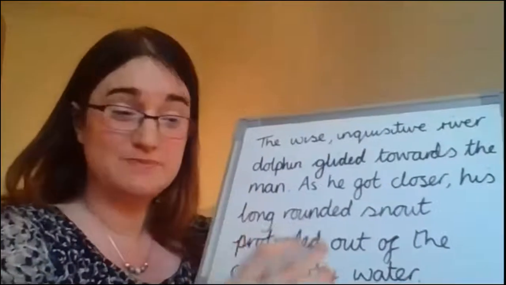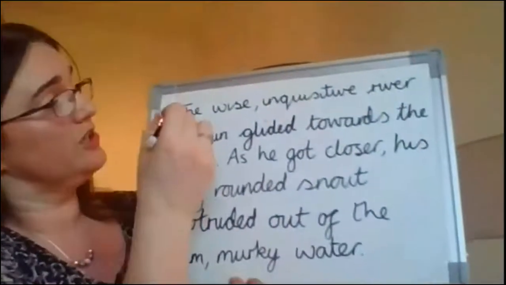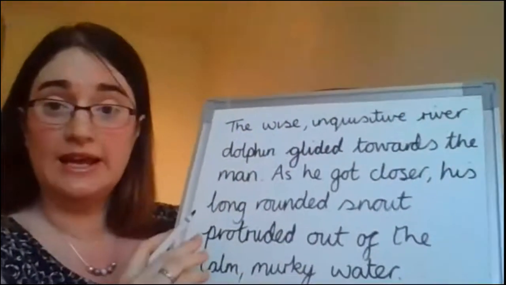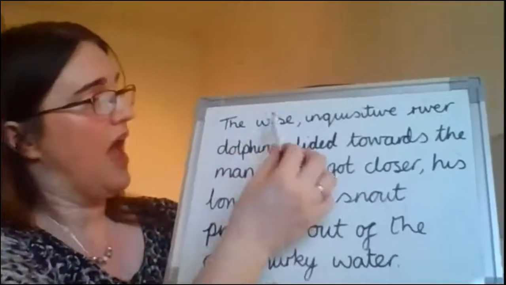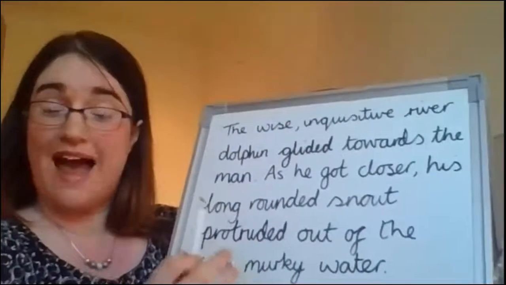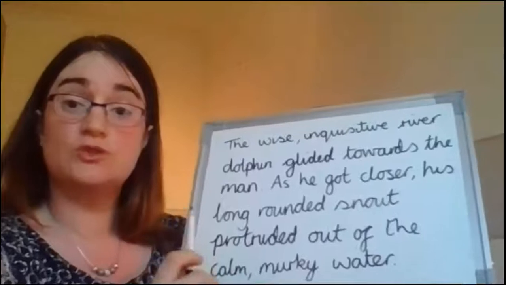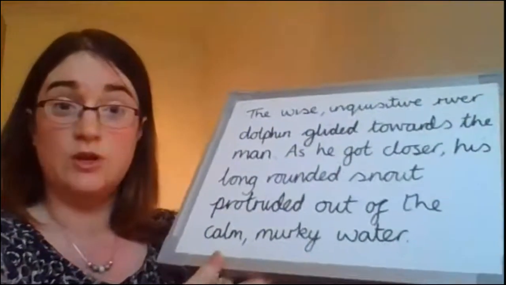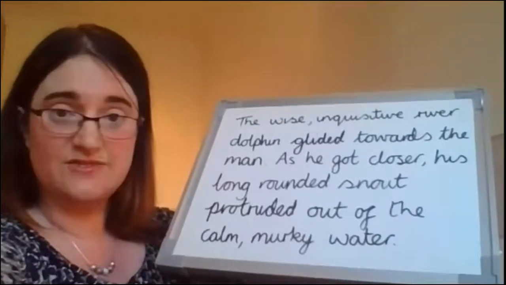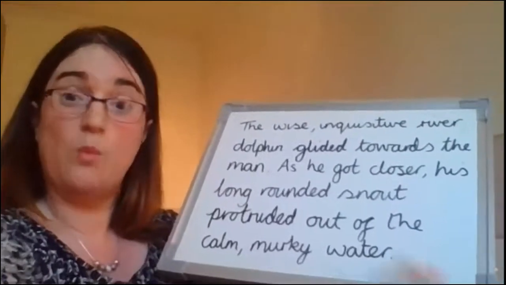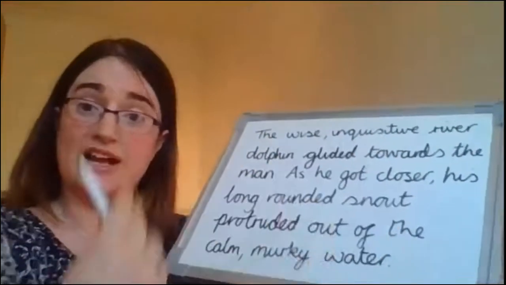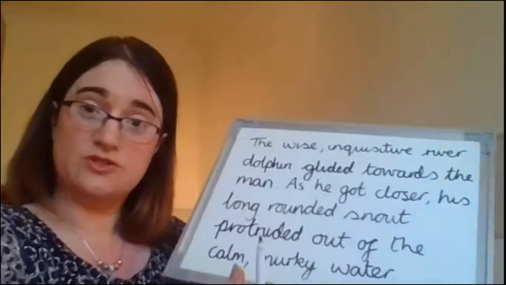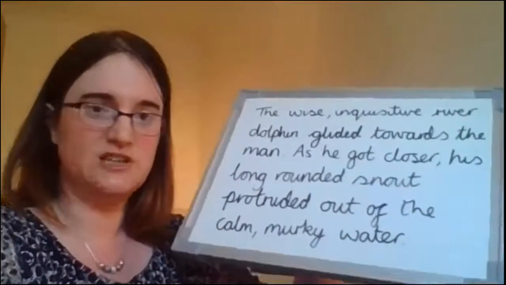Okay, so that's the first bit of writing you're going to do. You're going to try and have two or three expanded noun phrases in your description of how the animal moves towards the man, ready to talk to him. You're going to go and do that now in your book using your ideas of your adjectives that you've already come up with. When you've done that, come back to the screen and we'll do the next part of the writing. We're almost there for today, so you've done really well.